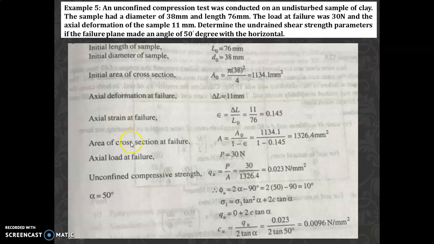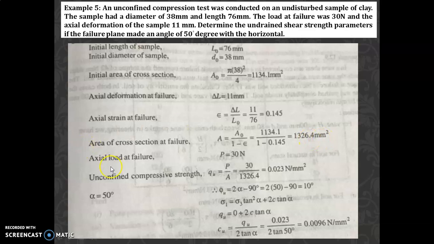Next, you have to find the area of cross section at failure. This was the initial stage; now you have to calculate at failure. The area is equal to A naught divided by 1 minus strain. This formula is obtained after derivation, so you have to remember it. A naught is 1134.1 divided by 1 minus strain, 0.145. Simplify this, we get 1326.4 mm square.